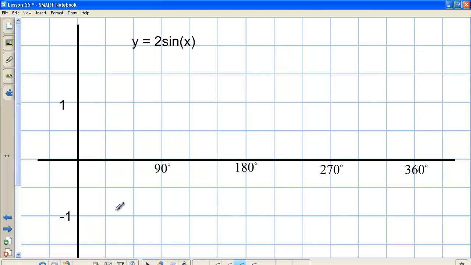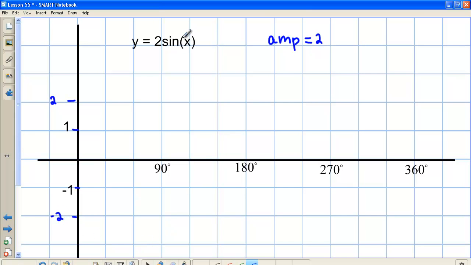Lovely. Let's try 2 sine of x. So this time you are looking at an amplitude of 2 units. So I have to make sure that my scale goes far enough. Oh, you know what, I'm going to move my scale so that I can fit it on this page. So I will call this 2, and this is 1, -1, and -2.